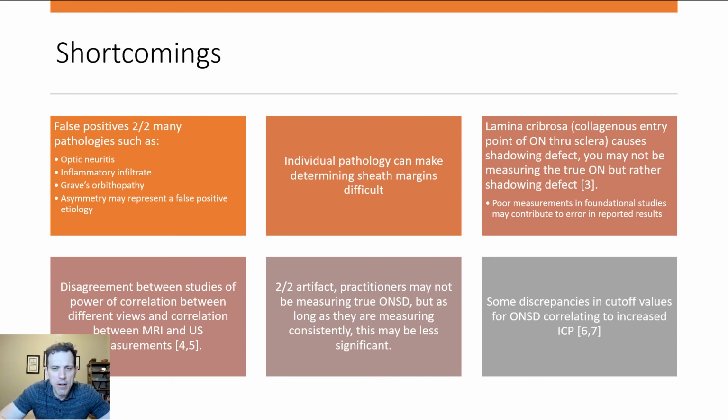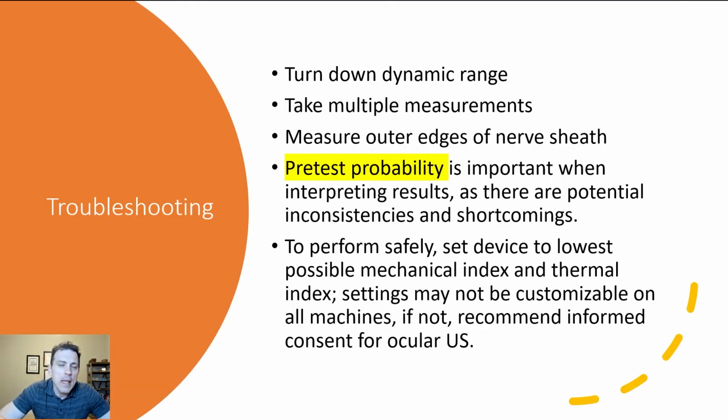Here we can have some secondary artifact, and practitioners might not be measuring the true optic nerve sheath diameter, as we discussed when I talked about that lamina cribrosa again. It might not be something of concern to us as long as we're taking our measurements the same. And there could be some discrepancies in cutoff values for optic nerve sheath diameter correlating to increased ICP, but again, coming back to that pretest probability, as long as you're putting these values into clinical context, this might not be so important.